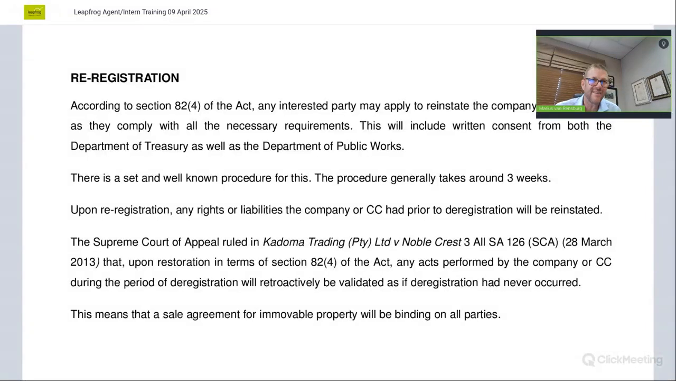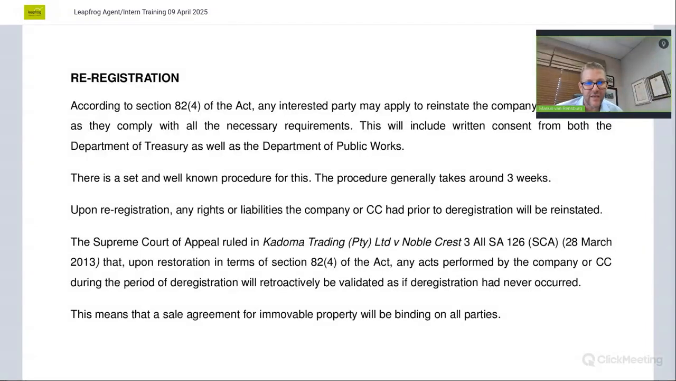This happens absolutely all the time, so there's a set and well-known procedure for this. It takes 3 weeks. It used to take about 6 weeks because there was at one stage a requirement that you had to advertise in the government gazette and a local newspaper. Those requirements are now gone. So upon re-registration, the rights and liabilities of the company are reinstated to the company.